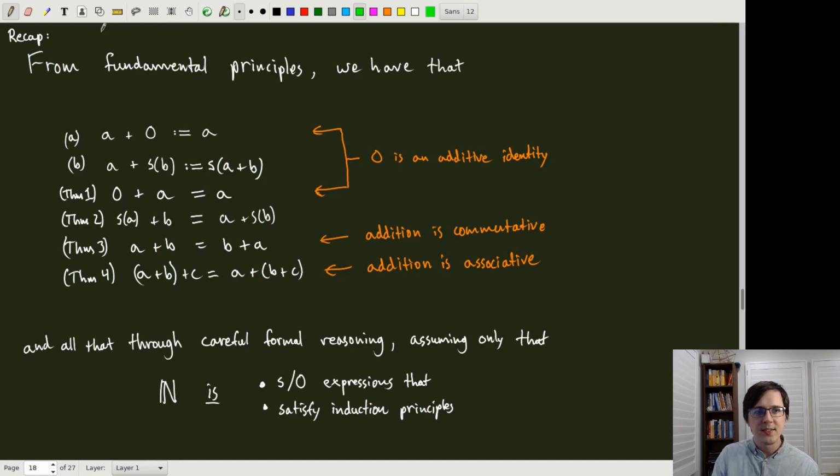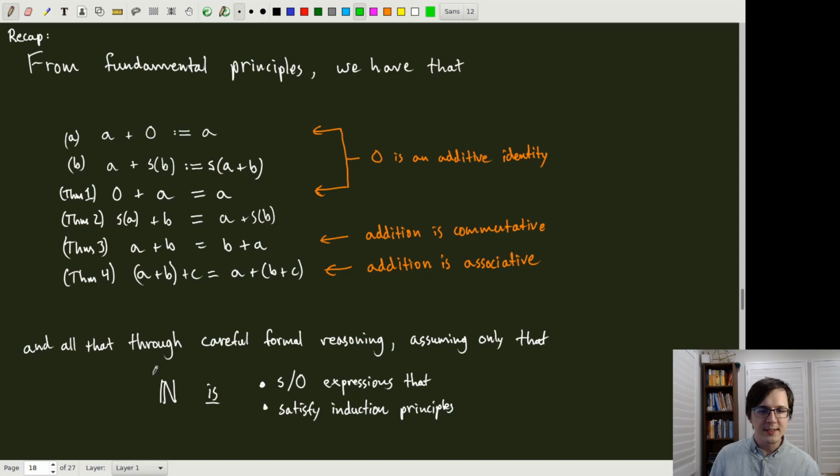Okay, so let's recapitulate. From fundamental principles, what we have are 2 definitions and 4 theorems, where definition A and theorem 1 are saying that 0 is an additive identity on both sides. That's a very important fact about the relationship between 0 and addition. And the last 2 theorems we showed are that addition is commutative and also addition is associative. So these are the basic algebraic properties of addition for natural numbers.